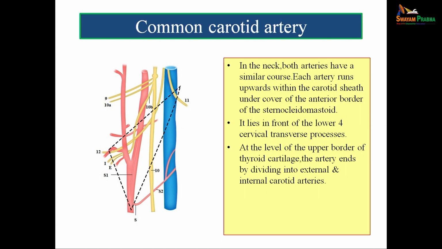In the figure here we see the external carotid artery lying away from the 10th nerve, while the internal carotid artery lies towards the 10th nerve. The internal carotid artery gives no branch in the neck, while the external carotid artery gives anterior, medial, posterior and terminal branches in the neck.